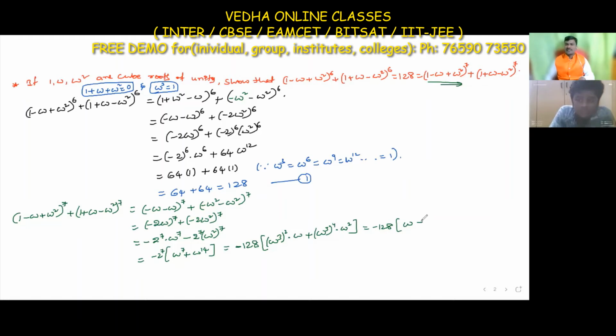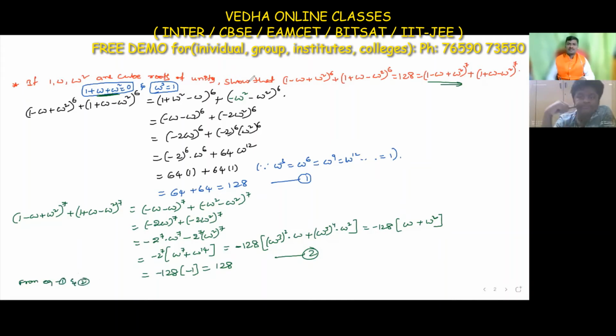Next, omega square. Omega plus omega square. What is the value of omega plus omega square? The value is minus 1, since 1 plus omega plus omega square is 0. So we get minus 128 into minus 1, which means it is plus 128. Take it as equation number 2. From equations 1 and 2.